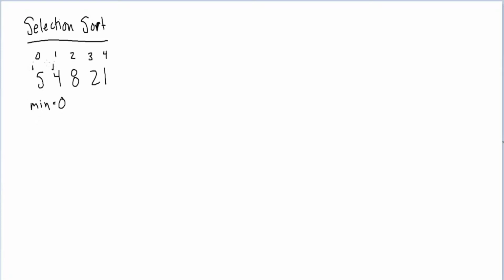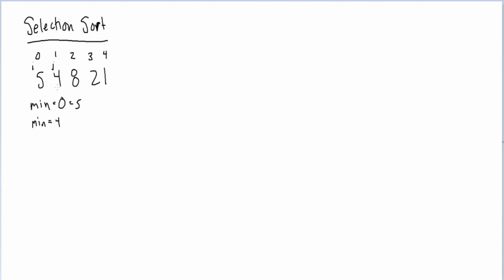So the outer loop is i, the inner loop is j. i is going to stay the same until we finish with j, and then we move on up. So then we go to j. And we're going to compare because min is the index of 0, which is equal to 5. We're going to say, is the array at j, which is 4, less than 5? And if it is, we're going to set min equal to 4. Now min is 4.